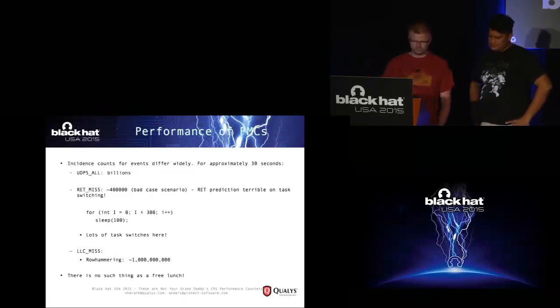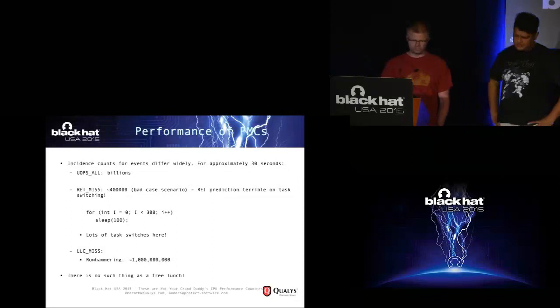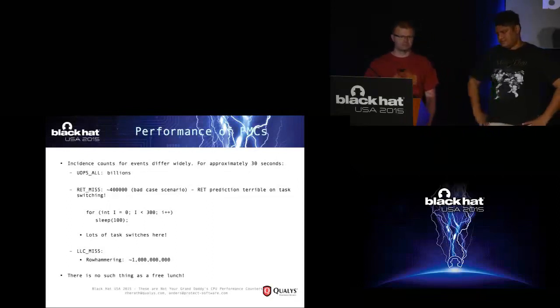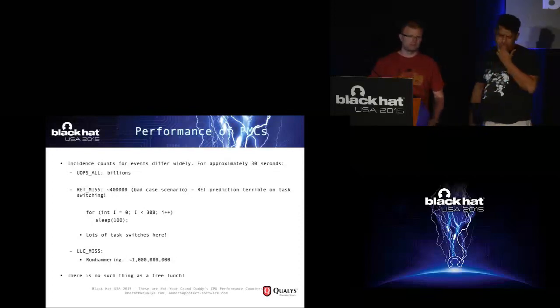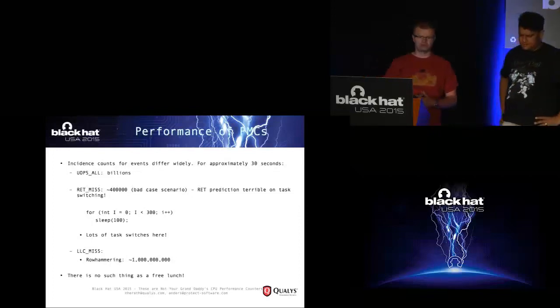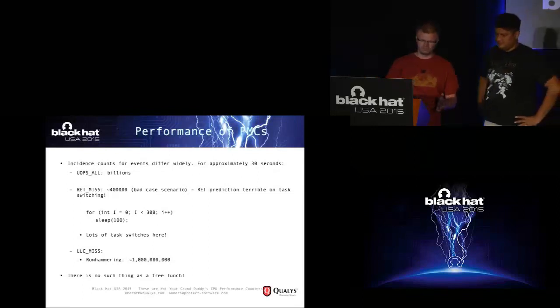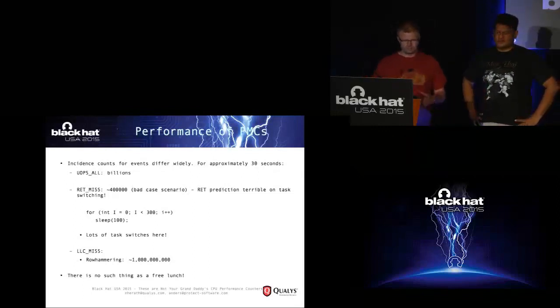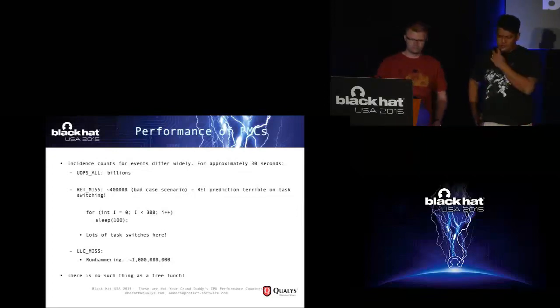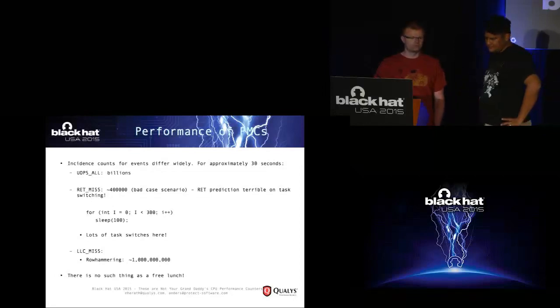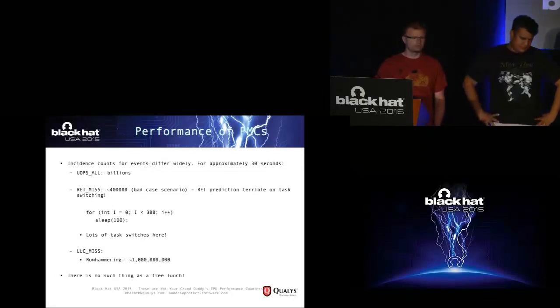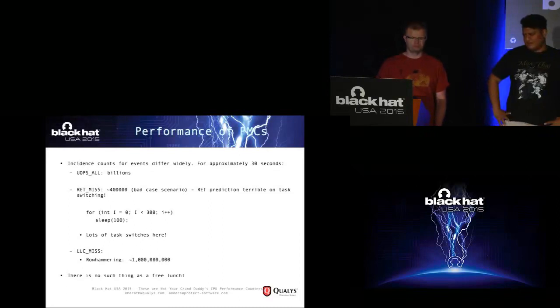Another event that we think is particularly interesting is last level cache misses. This is when a cache memory access is not found in the last level of caching, typically level 3, but in some CPUs it could be level 2. You get around 10 to the 9th events if you're row hammering. If your computer is idle, we are talking about 100,000.